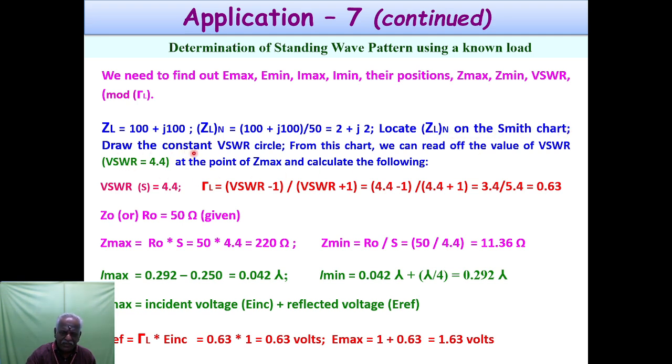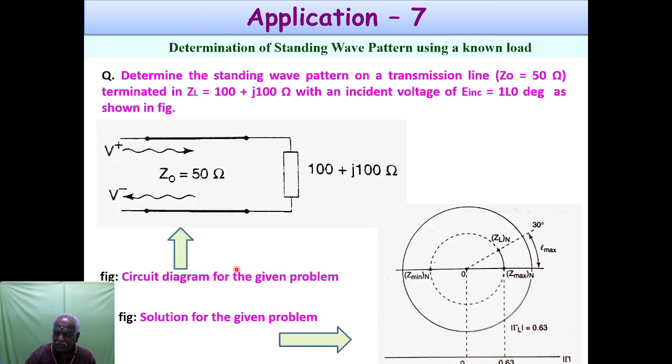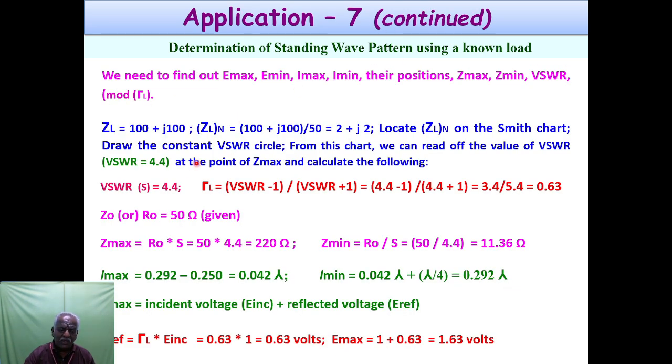We are drawing the constant VSWR circle, and from this chart we can read out the value of VSWR. VSWR is equal to 4.4 at the point of Z maximum. See here, we are reading the VSWR value. The corresponding gamma value is marked as 0.63. Modulus of gamma L is 0.63. The VSWR value is 4.4. It will be read here. It is the point of Z maximum, right? So the VSWR S value will be 4.4.